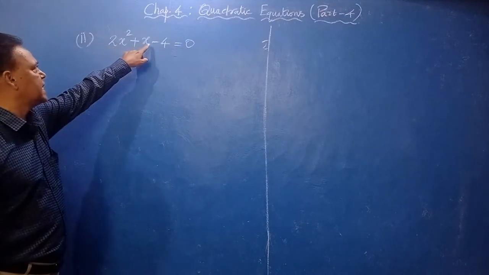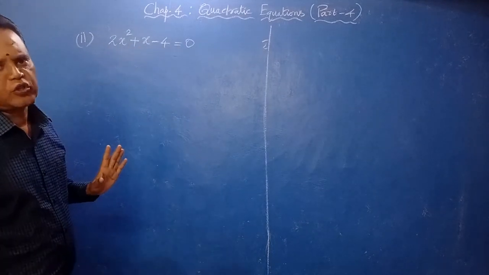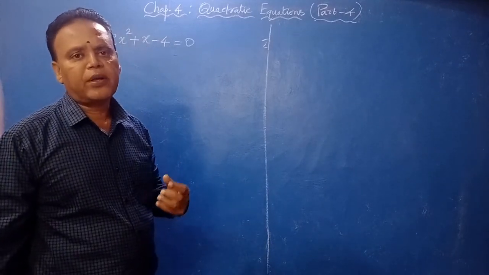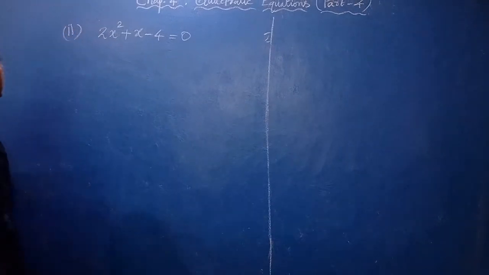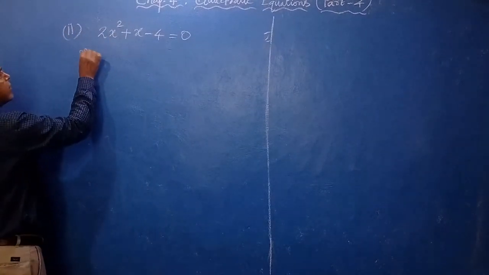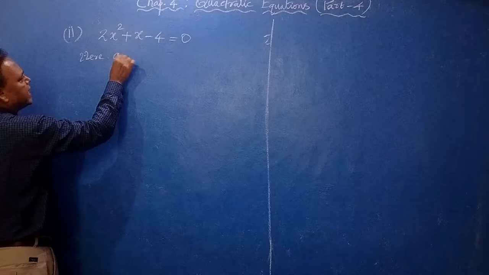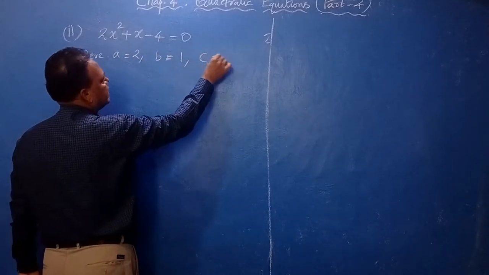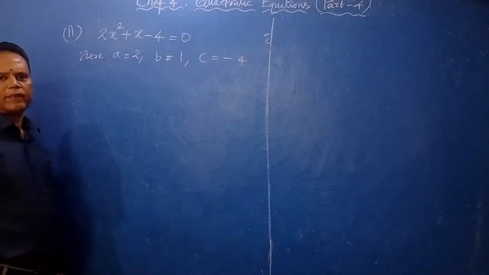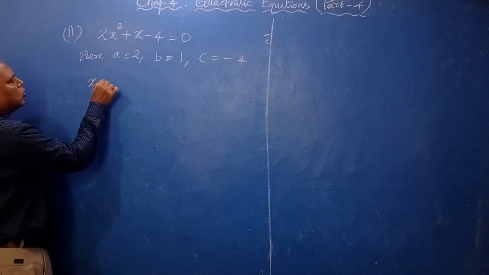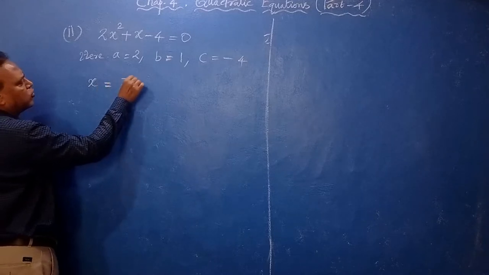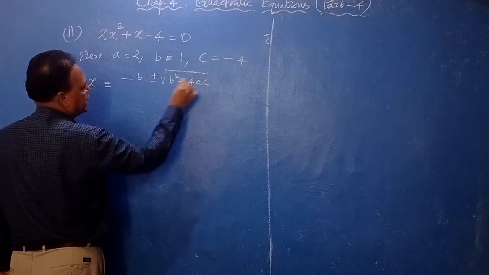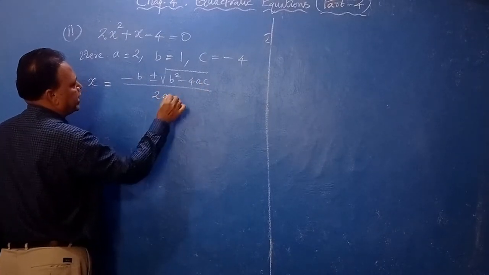Now see this problem: 2x squared plus x minus 4 equal to 0. For this, you have to find the roots of the quadratic equation, so you have to apply the quadratic formula. Clear? Before that, first write here, what is a? 2. What is b? 1. What is c? Minus 4. Clear? Now apply, therefore by the quadratic formula, x is equal to minus b plus or minus square root of b squared minus 4ac, divided by 2a.